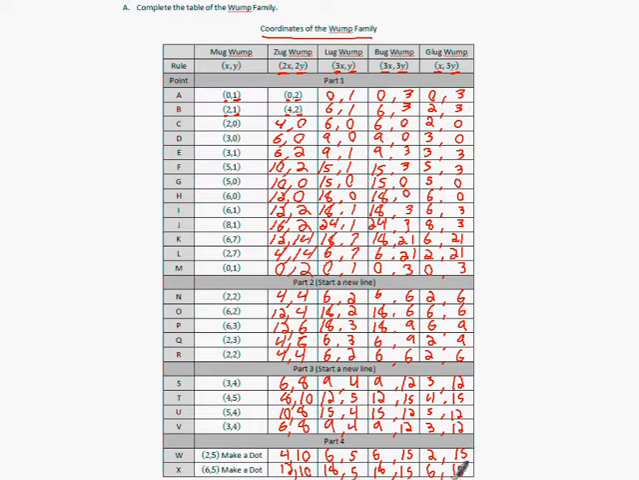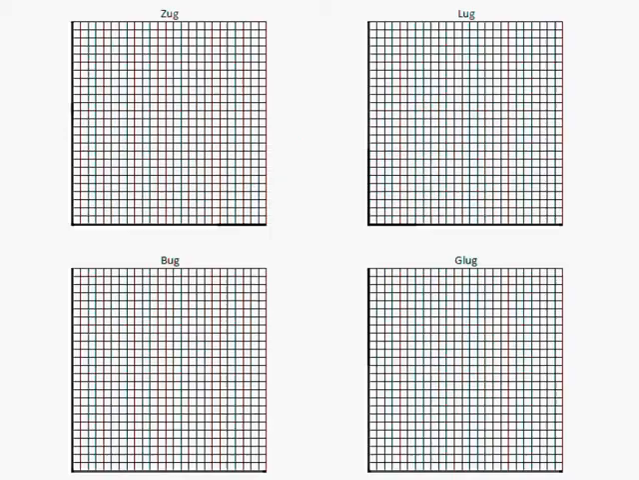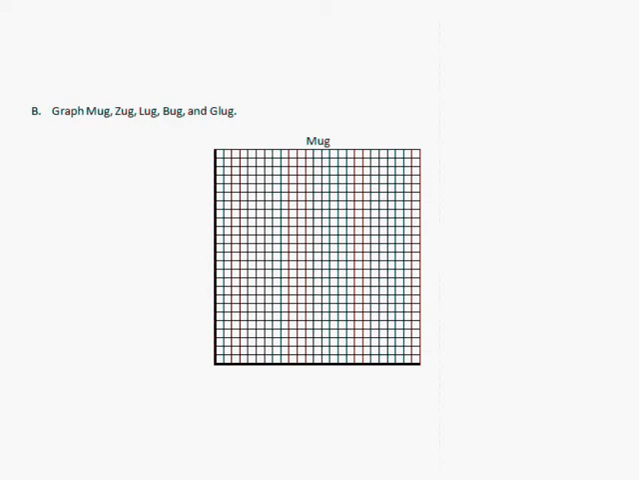Now we have the completed table for the Mugwump family. Now here's what we're going to do with it. We are going to go ahead and graph Mug, Zug, Lug, Bug, and Glug. So we have a graph for Mug, and then we have one each for Zug, Lug, Bug, and Glug.